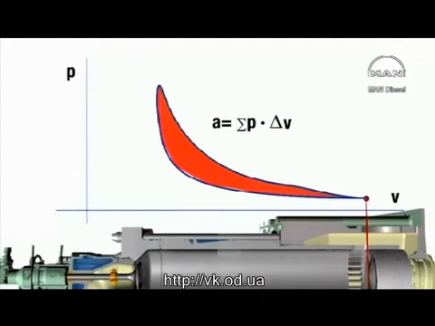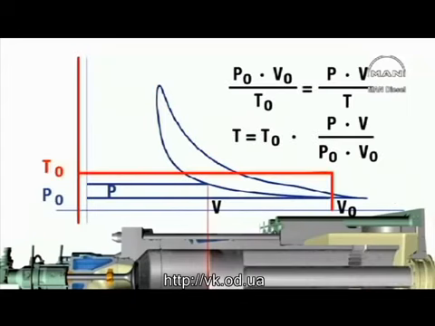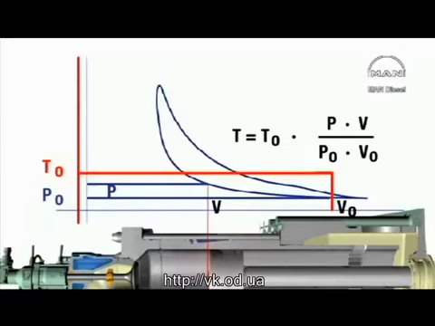Thus, A equals sigma P multiplied by delta V. The equation can be rearranged to express the temperature T directly for an arbitrary piston position.